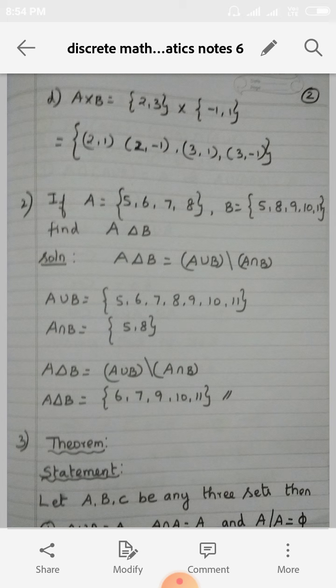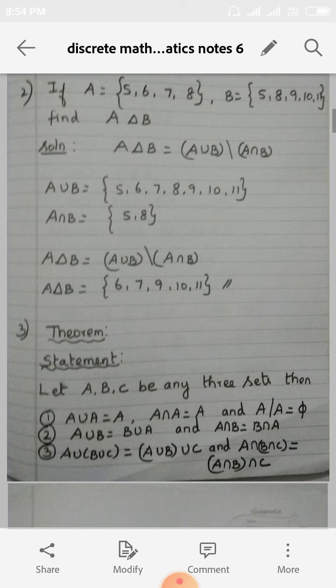So, just cancel 5 and 8 in A union B. See, the common numbers are 5 and 8. Cancel those 5 and 8 in A union B. What are the remaining terms? 6, 7, 9, 10, 11. That is A symmetric difference B.